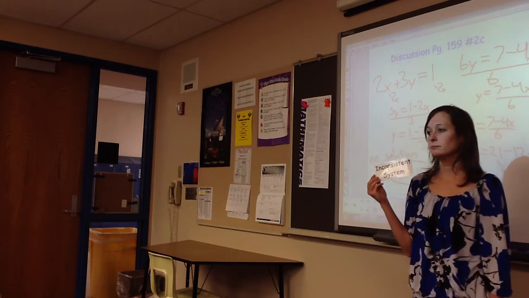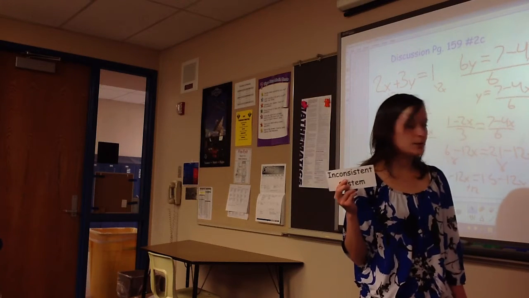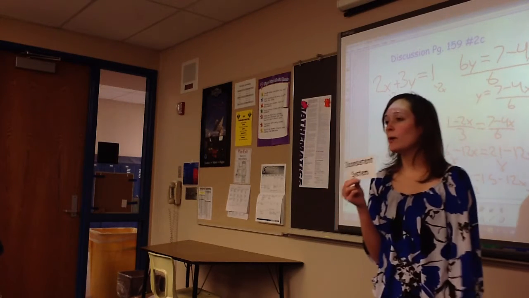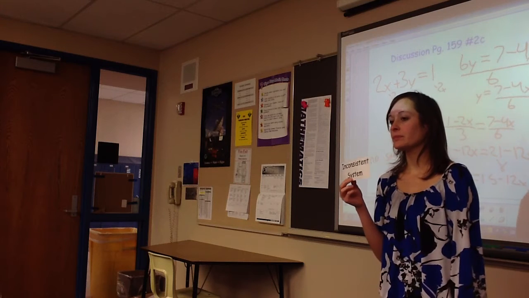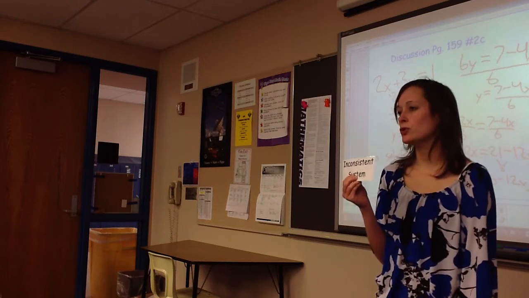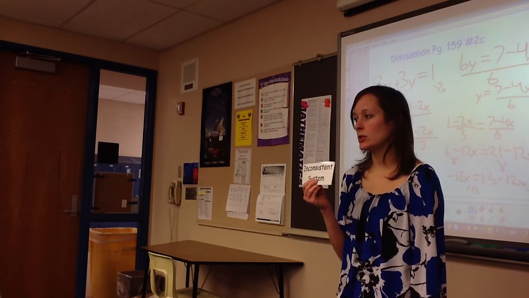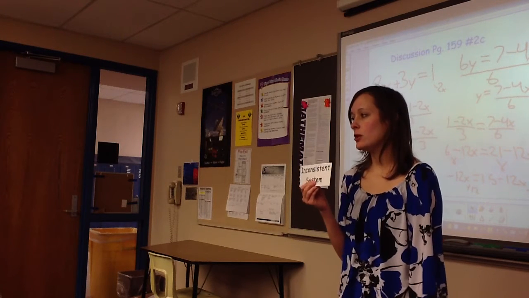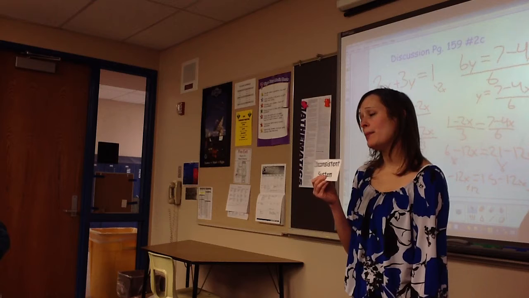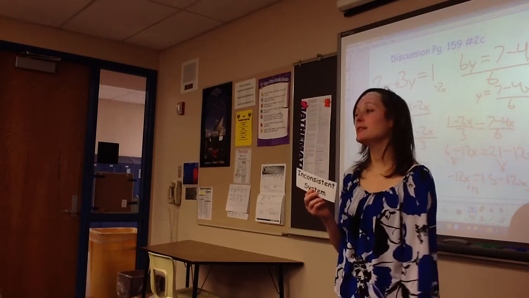Inconsistent system. An inconsistent system are two equations that will not intersect. They have no solution. Two linear equations that will not intersect. They have no solution. They are parallel lines. What is true about parallel lines? They'll never intersect. They have the same slope.